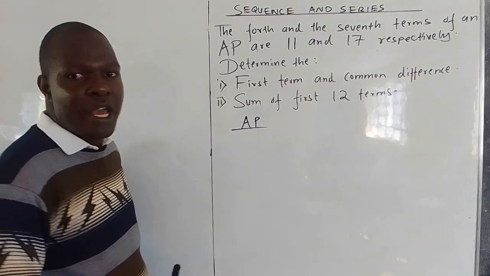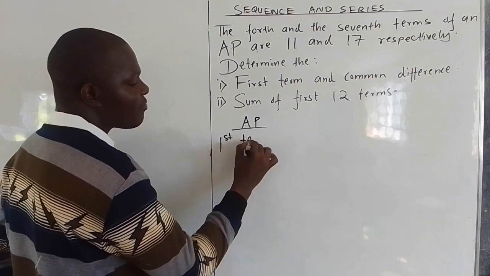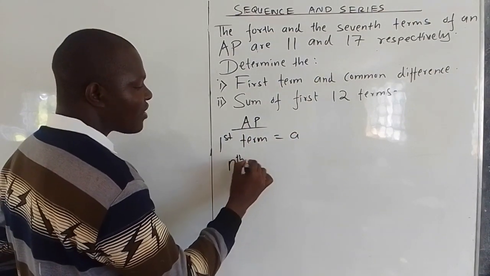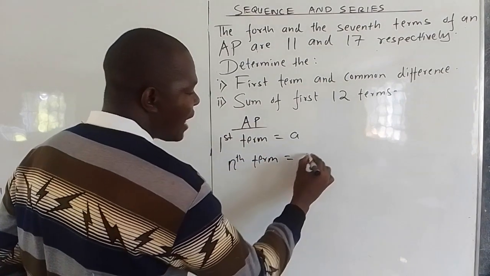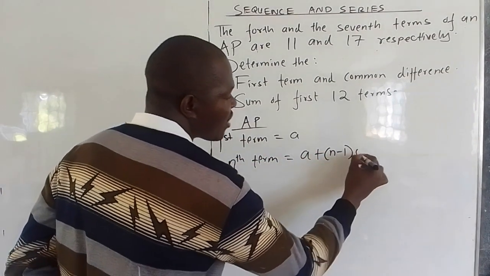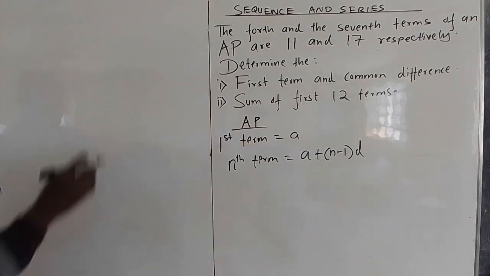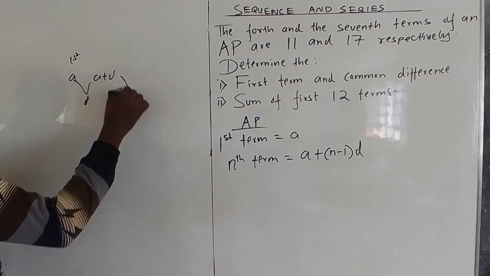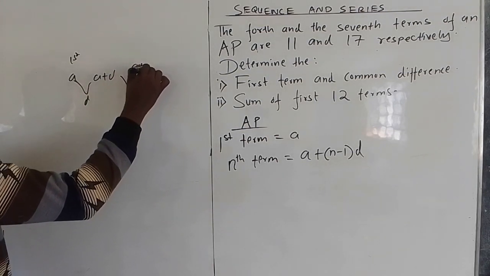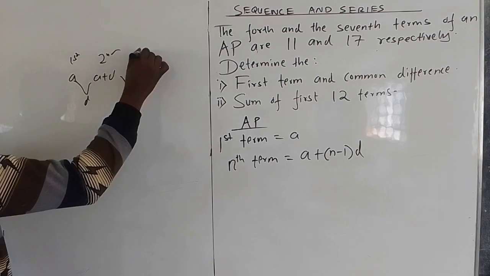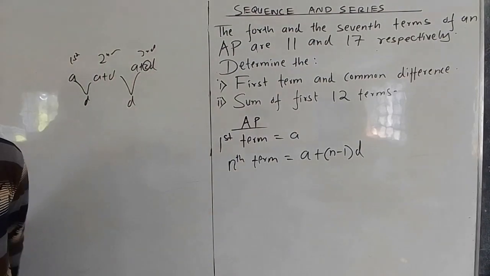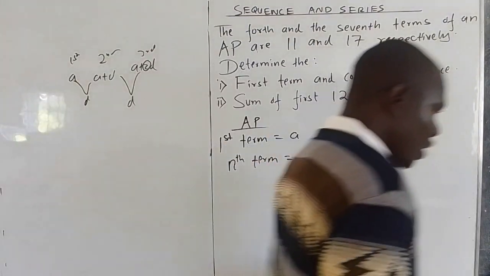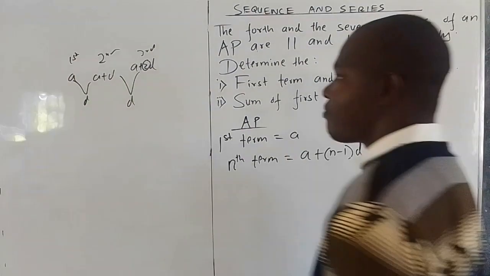So for an AP, you know that the first term is given by A. And the nth term is given by A plus n minus 1 into D. If you cannot see it, you can simply construct it: first term A plus D gives me the second term, A plus D plus D gives me the third term, A plus 2D. For the third term you can see 2, meaning it is 3 minus 1. So the nth term will be n minus 1, isn't it? You would have been able to recall the predefined formula.